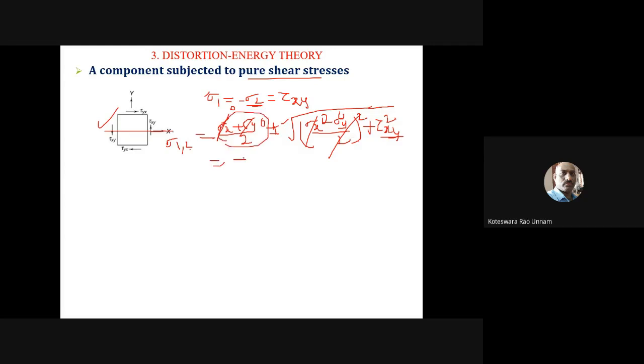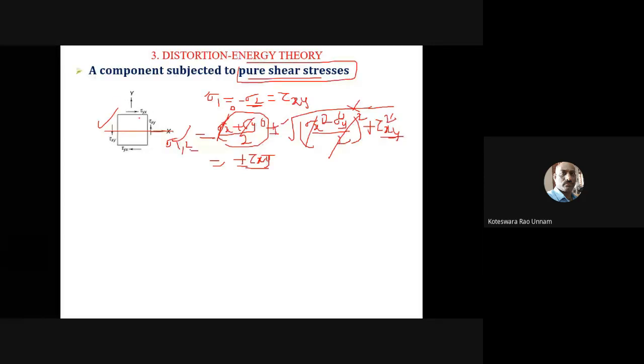Here I'll have plus or minus, then tau xy squared under the square root. The square and the square root will cancel out, so what I'll get is only plus or minus tau xy. That means sigma 1 is plus tau xy and sigma 2 is minus tau xy. That is what I'll call a pure shear stress, because it is subjected to only shear.